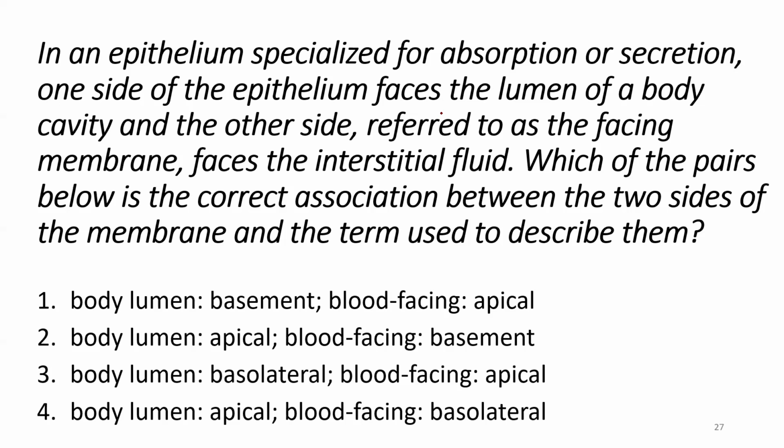Okay, so in an epithelium specialized for absorption or secretion, one side of the epithelium faces the lumen of a body's cavity. The other side, referred to as the facing membrane, faces the interstitial fluid. Which of the pairs below is the correct association between the two sides of the membrane and the term used to describe them? A lot of you selected D, or number 4, and that is correct, right? The side that faces the body lumen is called the apical side of the epithelial membrane or epithelial cell. The side that faces the blood, or the blood-facing surface, is called the basolateral membrane, okay?